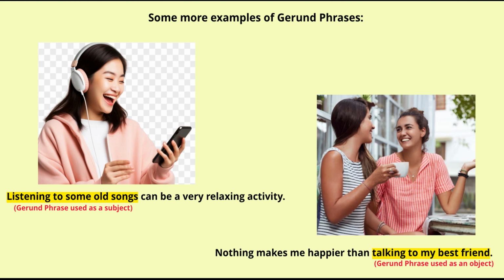In the second image, you can see two girls talking happily. Nothing makes me happier than talking to my best friend. What is the gerund in this sentence? Talking. Talk plus ing, right? Talking is a gerund in this sentence. The gerund phrase would be talking to my best friend.